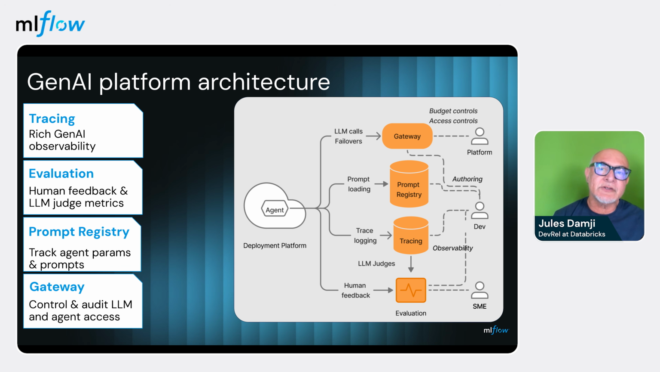And last but not least, you actually want to have some sort of a gateway by which you can control and audit who is actually doing what, which LLMs were called, and provide agents that particular access. So those are the four things. So let's go to the introduction.